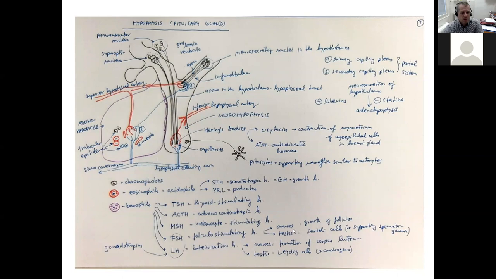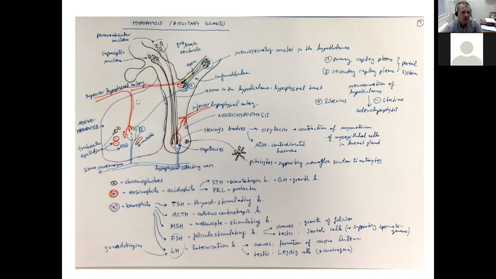Follicle stimulating hormone, which in ovaries stimulates the growth of ovarian follicles, and in testes, it supports the Sertoli cells that are necessary for spermatogenesis. They are like nurse cells for spermatogenesis. And the luteinizing hormone, which in ovaries promotes the formation of corpus luteum, and in the testes, it stimulates the Leydig cells that are sources of the male sex hormones.